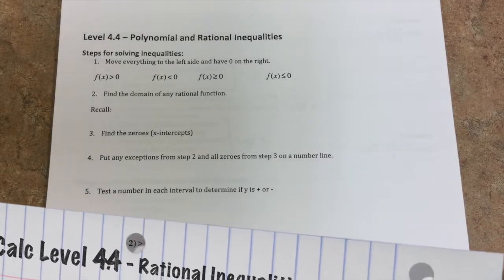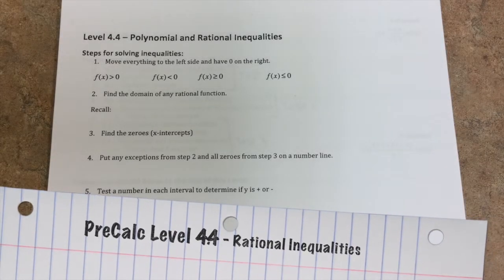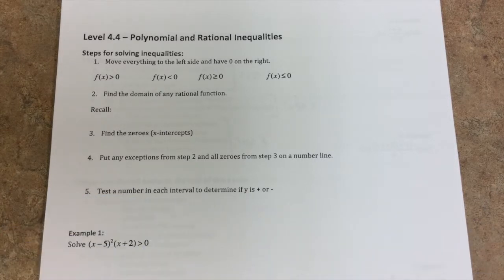Level 4.4, so we've made it to the final lesson of the calendar year with polynomial and rational inequalities. If you recall back in level 3, we did have some earlier inequalities that we were solving. So it's a 5-step process for us, and it should be pretty familiar since we're going to be going again to a number line, only this time we're just trying to answer the inequality.